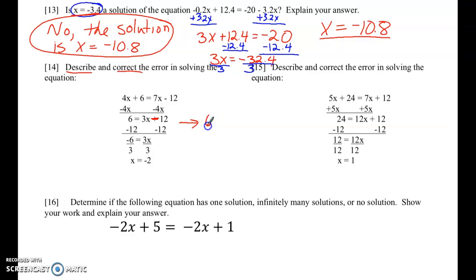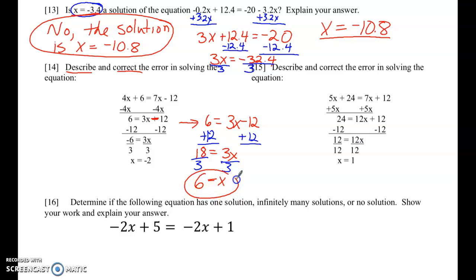So over here, I'm going to write what it should be. Instead, we should have 6 equals 3x minus 12. We should be adding 12, adding 12. That's going to leave me with 18 equals 3x. Divide by 3, divide by 3. And that's going to leave me with x equals 6. So 6 should be the correct solution. Number 15.